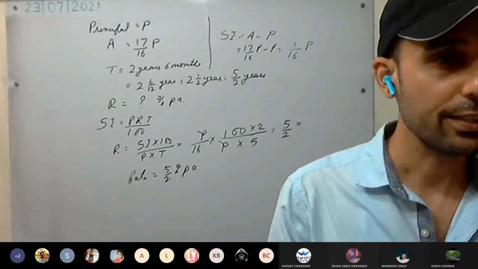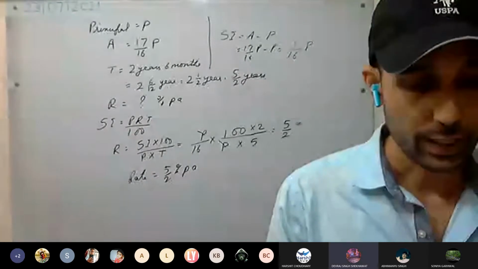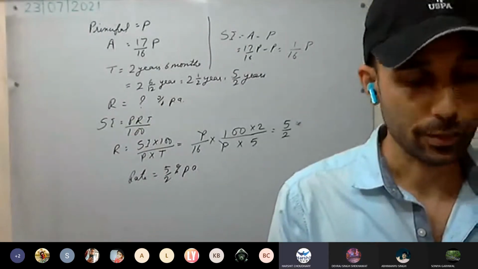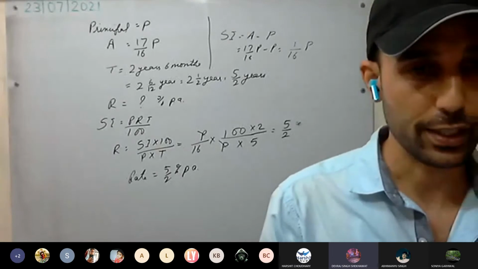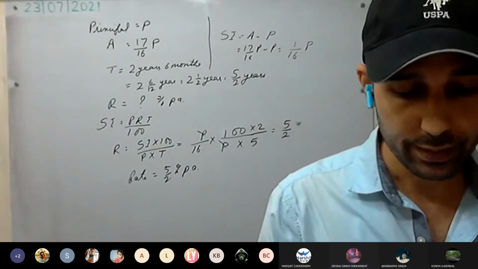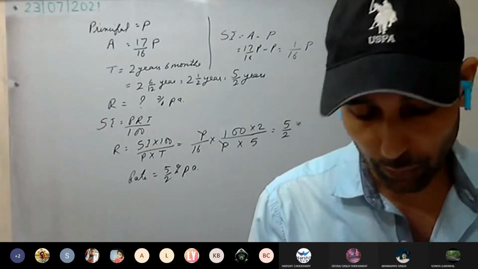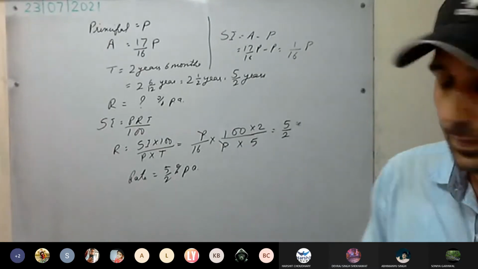Up to the 8th question, anyone have doubt? Okay, no, sir. We'll complete the 9th question, we'll stop there. Okay, the 9th question. If the simple interest on a sum of money is 1 by 3 of the sum in 3 years. Read the question properly.